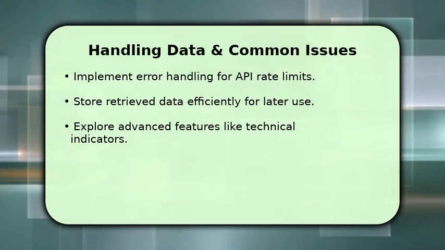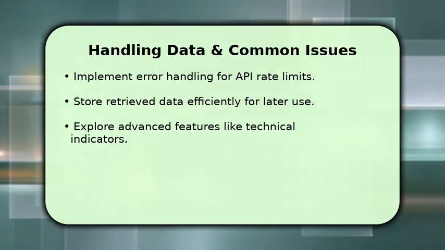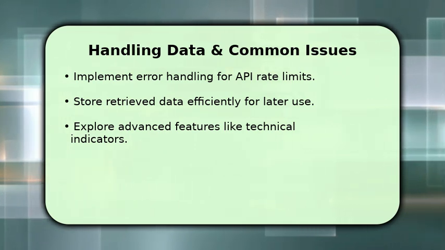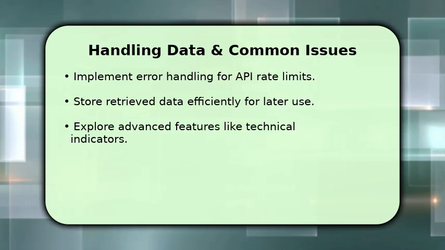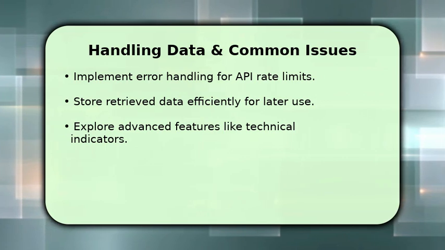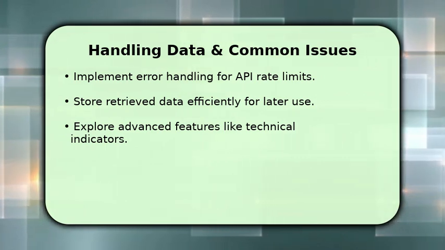As you work with the API, it's important to handle potential issues. Alpha Vantage has rate limits, so we'll discuss strategies to manage your requests and avoid errors. We'll also cover best practices for storing the data you retrieve, whether in a database or a simple file, ensuring it's readily available for analysis.